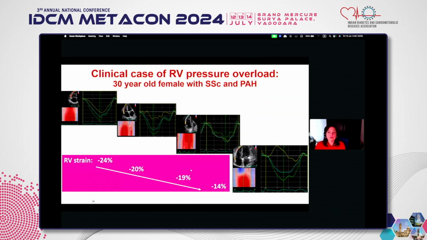And here, if we see the function, you can see that initially the strain was preserved, 24%, but then over the different follow-ups of her pulmonary pressure, you can see that we have a really clear decline in the RV strain, which helped in understanding that her RV function was not coping very well with such a high afterload, while the normal longitudinal function visually remained the same. So this is a good tool to better understand these patients.